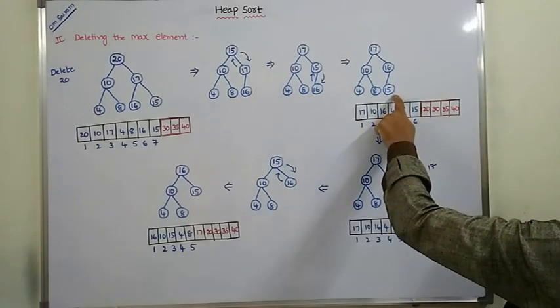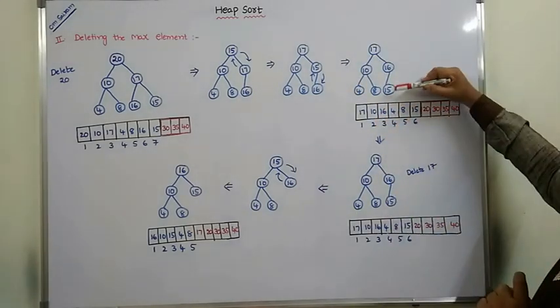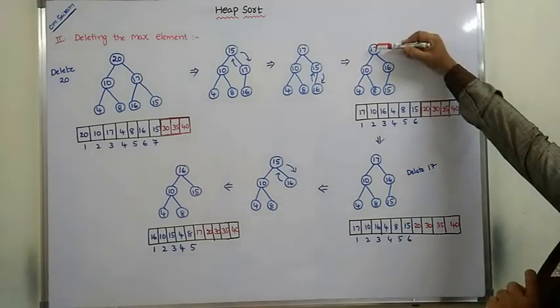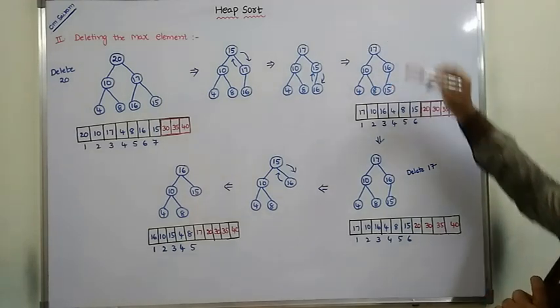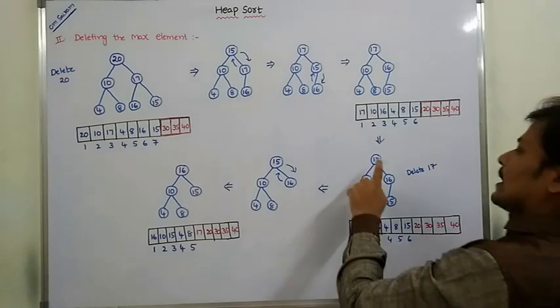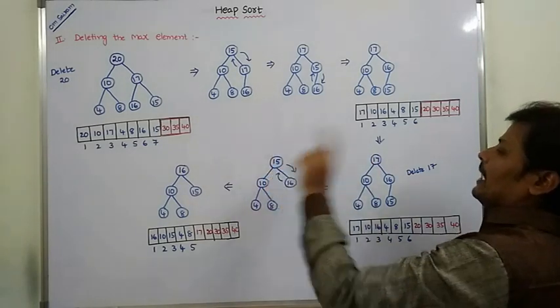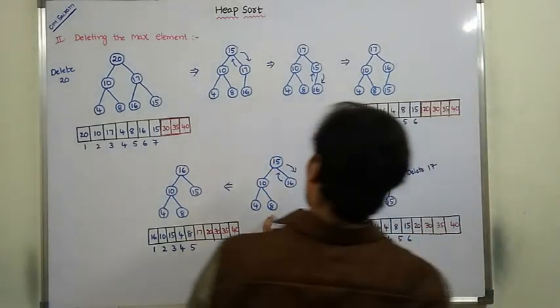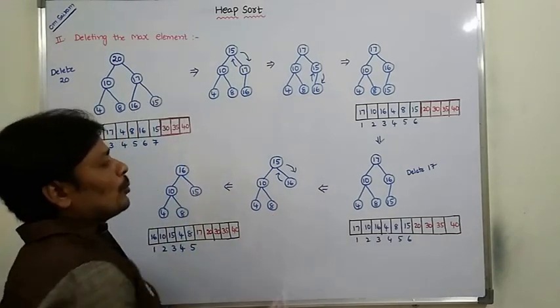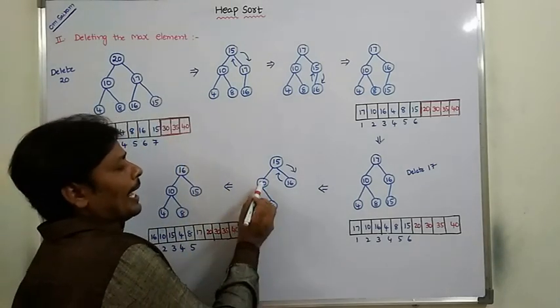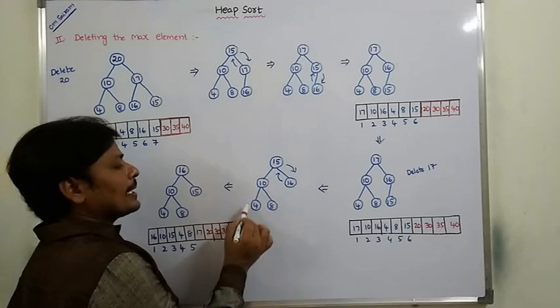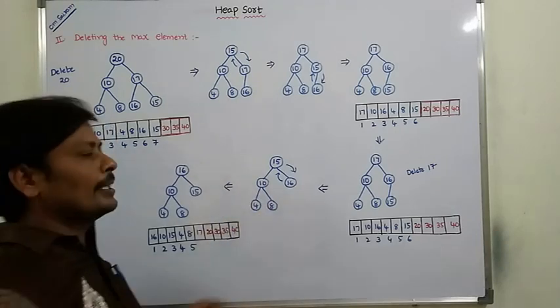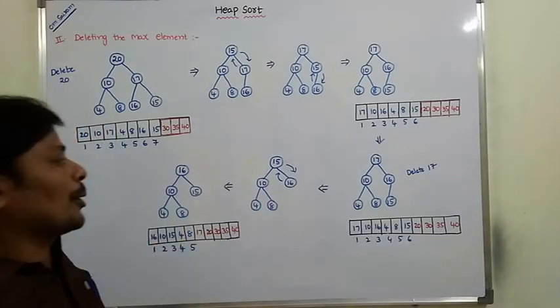The last element is 15. So 17 can be replaced with 15. Now 15 is deleted here, and 17 is replaced with 15. So now this is what we are getting. Okay. Now 4 and 8 have the parent 10. 10 is greater than 4, 10 is greater than 8. It satisfies the maximum heap property.